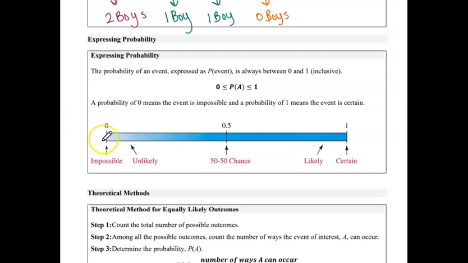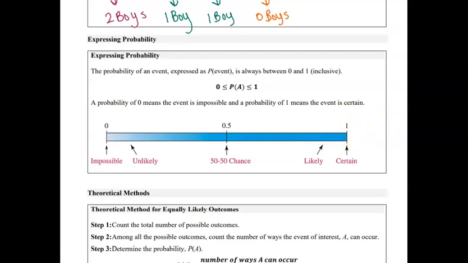It's impossible. When we move up toward 0.5, let's say 0.1, well, 0.1 would be 10%, and then the probability is pretty unlikely. We could jump up to 50%, and the probability becomes a little bit more likely. And if we get closer to 1, like 0.75, that would be 75%. We're getting a lot more likely that it's going to happen. And when we're at 1, that's 100%. That means it's going to happen.